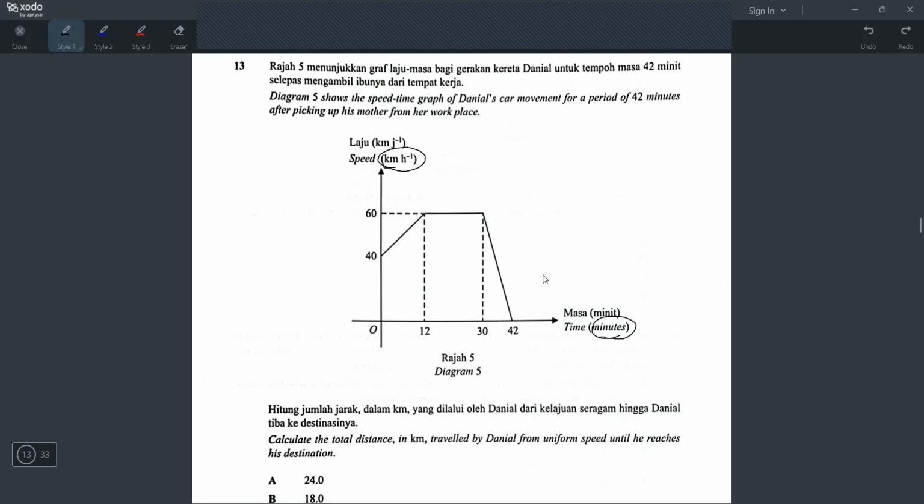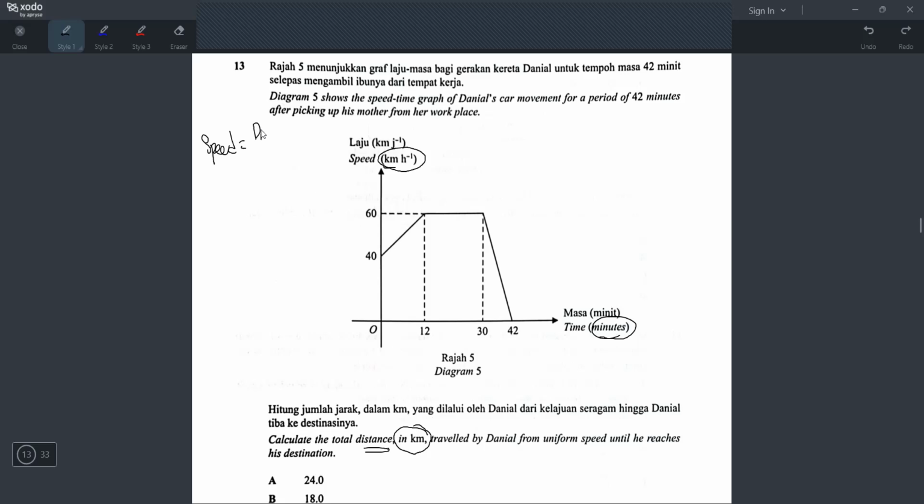So if we want to find acceleration or find distance, there is a high chance that we have to change the unit. But we also have to read the question, because sometimes they want the answer in a specific unit. So let's see what they want. Calculate total distance in kilometer. You see, they want it in kilometer, and they want the distance traveled by Daniel from uniform speed until he reaches his destination.